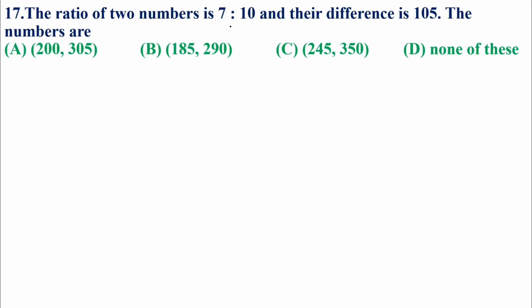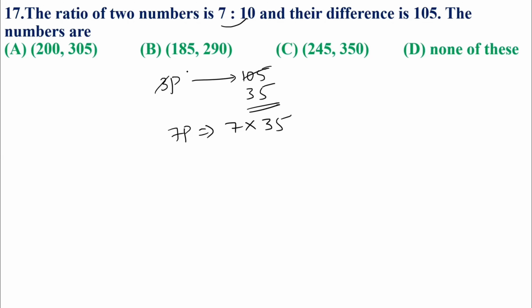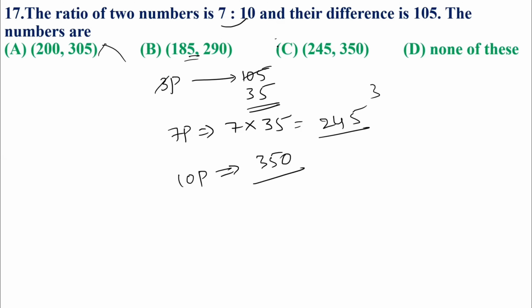They have given the difference. What is the difference here? 3 parts. So 3 parts is equal, directly we can take it as 105. 1 part is equal to 35, since 3 5s are 35. So 7 parts means 7 into 35. Every option consists of units, so you can eliminate this option. 245, and 10 parts means 350. So option C is the correct answer.